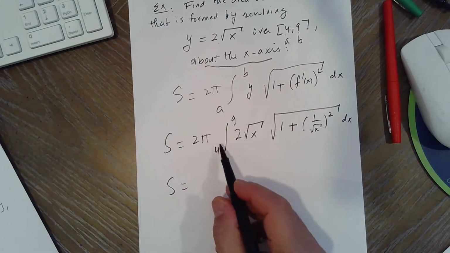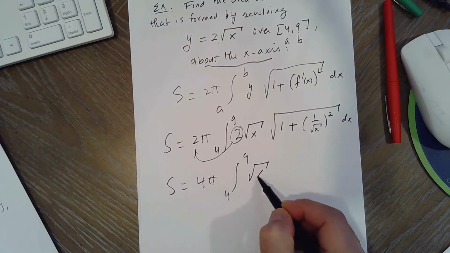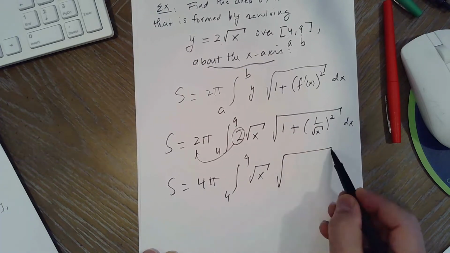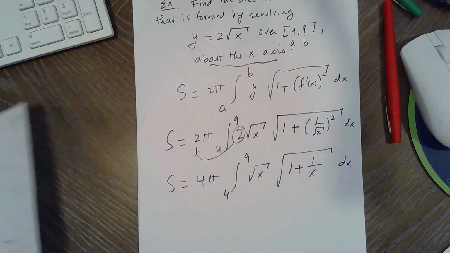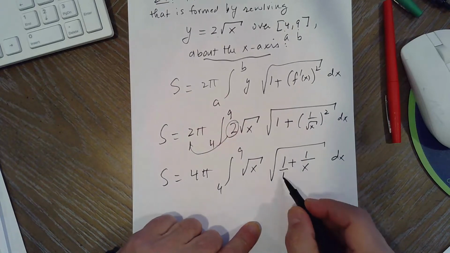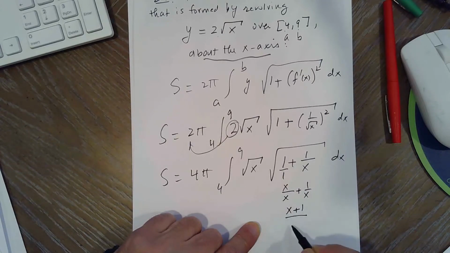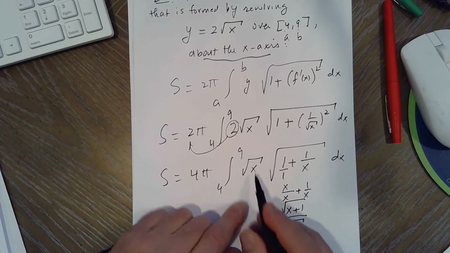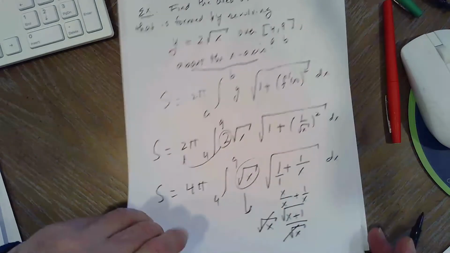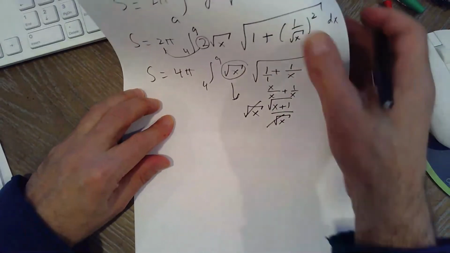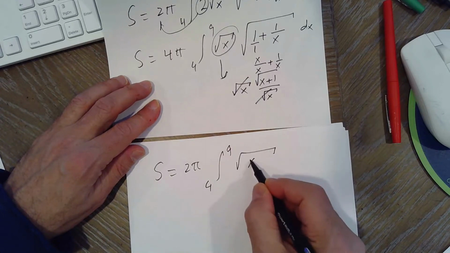So it's 2 pi, which times the 2 is 4 pi, integral from 4 to 9 of root x times the square root of 1 plus 1 over x dx. Now if you work this out, you're going to get x over x plus 1 over x, which is x plus 1 over x. If you take the square root of both and bring the denominator down, that cancels out, and you just end up with root x plus 1 for the integrand. So S equals 2 pi integral from 4 to 9 of the square root of x plus 1 dx.